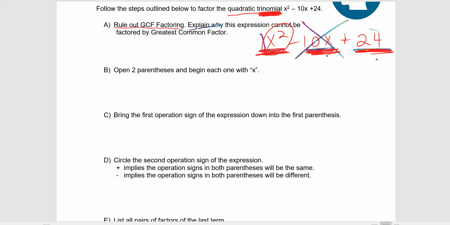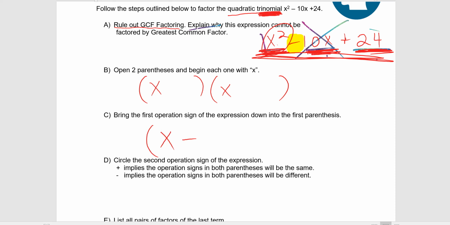Okay, our first step is open two parentheses and begin each one with an x. So we're trying to put together two binomials that multiply to give us a quadratic trinomial. Bring the first operation sign of the expression down into the first parentheses. So this is our first operation sign. We're going to bring that subtraction sign down into the first parentheses. Okay, next.